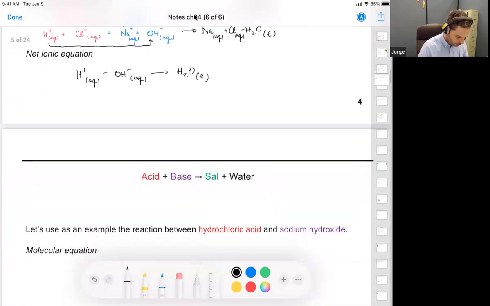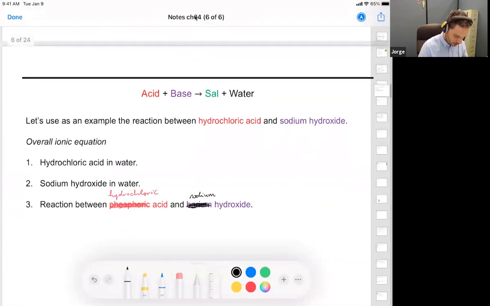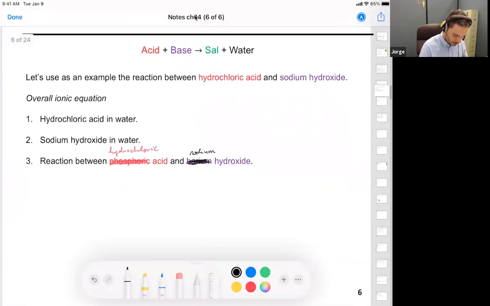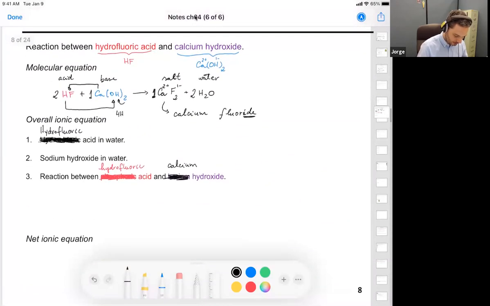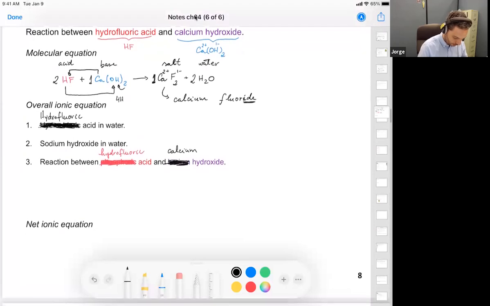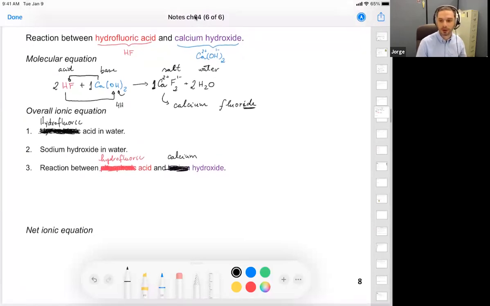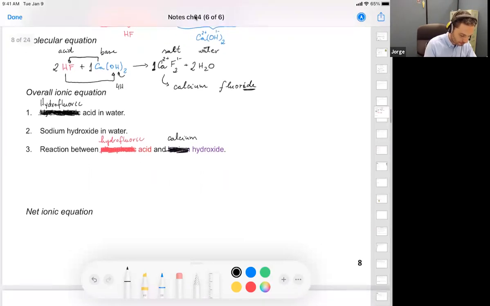Okay, so we have time to tackle here the second example. So I would like to do that before we finish up for today. Okay, so HF reacting with CaOH2. So now that we know the molecular equation, let's write the overall ionic equation for this reaction and then the net ionic equation as well.